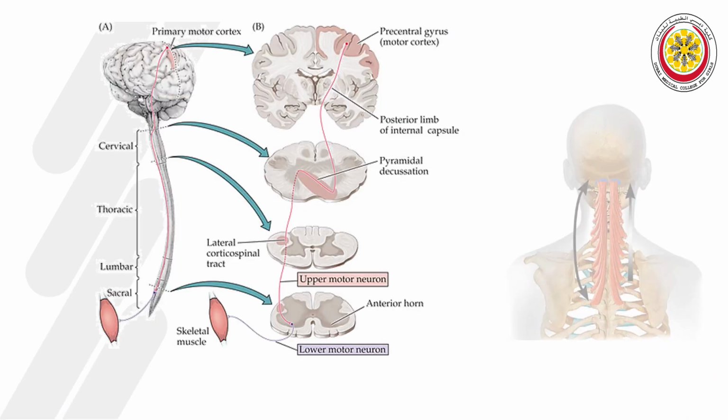So this is how it is, and they go through the spinal cord in different areas. This is where they decussate. This is the lateral. So this is the lateral corticospinal. So this is the largest one.